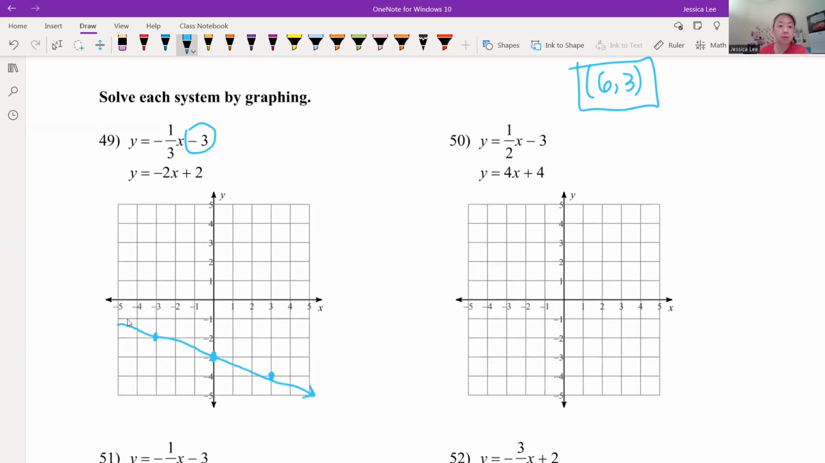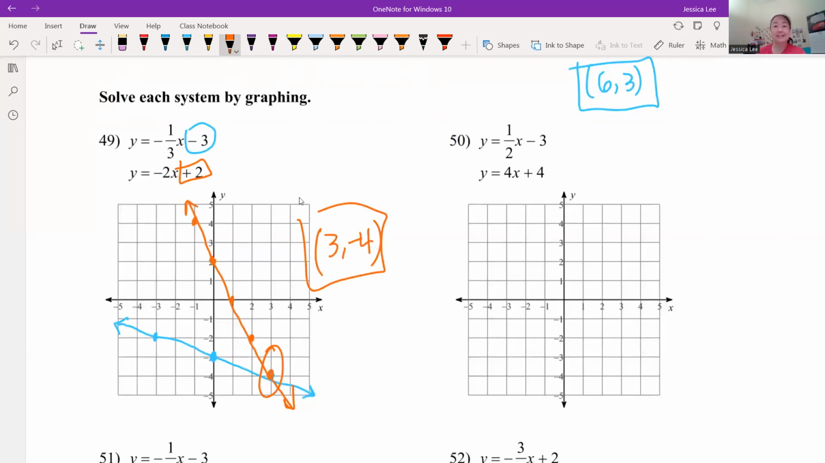Okay. Imagine that it went through all the points, okay? And then our second one is going to be our plus 2. It starts again at 2, always on the y-axis, and our slope is negative 2. We're going to go up 2 and to the left, or down 2 and to the right. And if you notice, you can see exactly where it crosses, where they meet. They meet right here at 3, negative 4. Done. Graphing is great if you have smaller numbers. The big numbers, that's not going to be as nice.